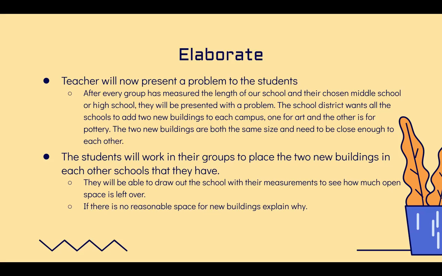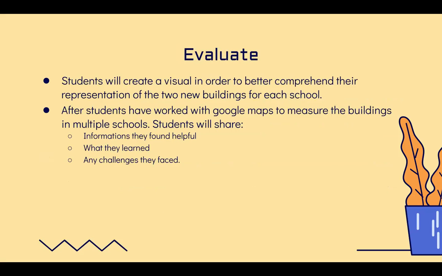The students will begin working in their groups to place two new buildings in each of the schools that they have. They will be able to draw out the school with their measurements and see how much open space is left over. If there is no reasonable space for the buildings, they need to explain why. For evaluate, students will create a visual in order to better comprehend the representation of the two new buildings for each school. After students have worked with Google Maps to measure the buildings in multiple schools, students will share information they found helpful, what they've learned, and any challenges they've faced.